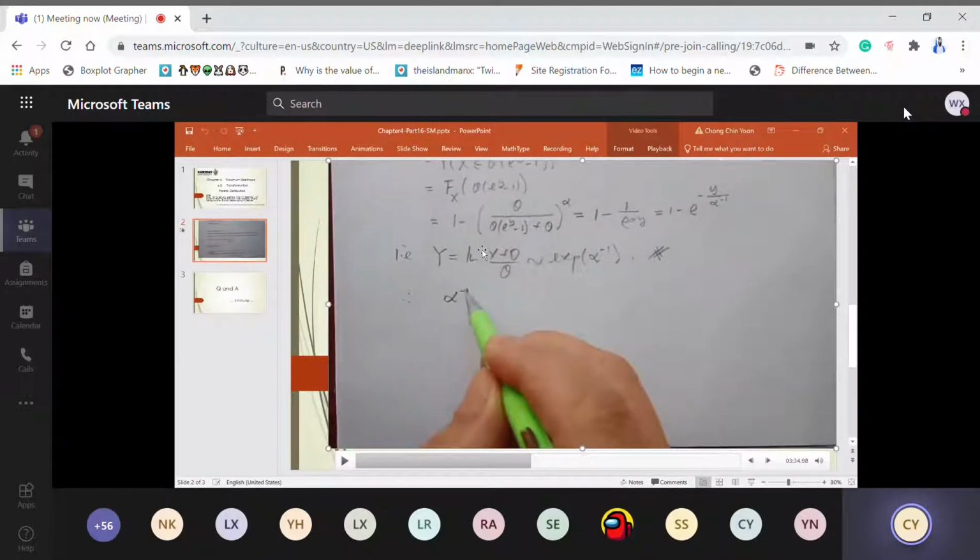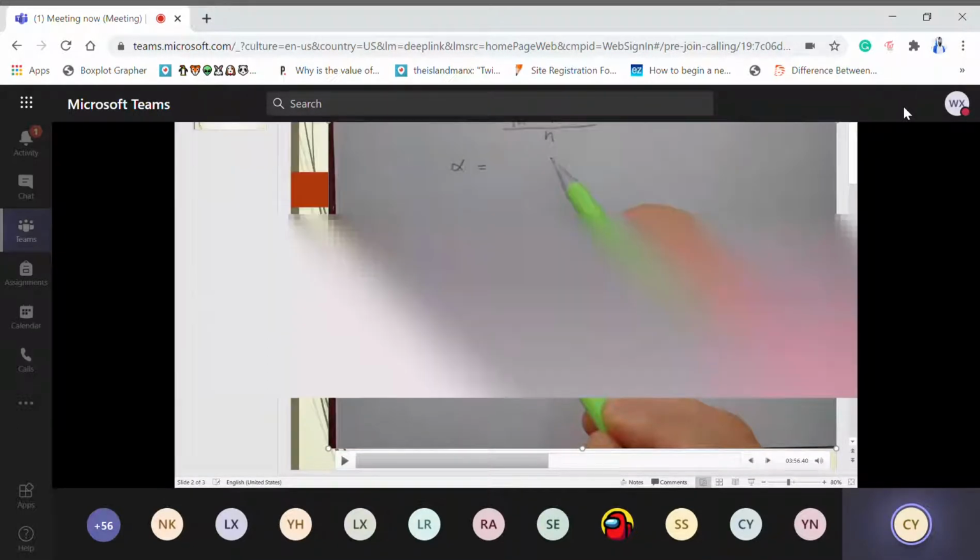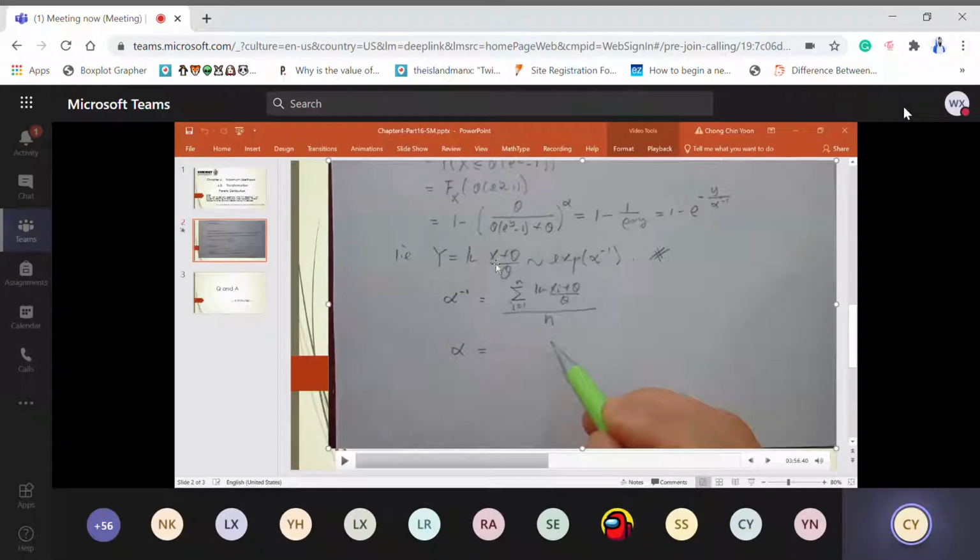Log x plus theta over theta is exponentially distributed with the parameter 1 over alpha. So with this 1 over alpha, I can use the MLE from the exponential. You can see the pattern. The pattern of x here, I just copy it. From the capital X, I just change to the small letter x, because capital X is a random variable. This small letter x actually is the value.